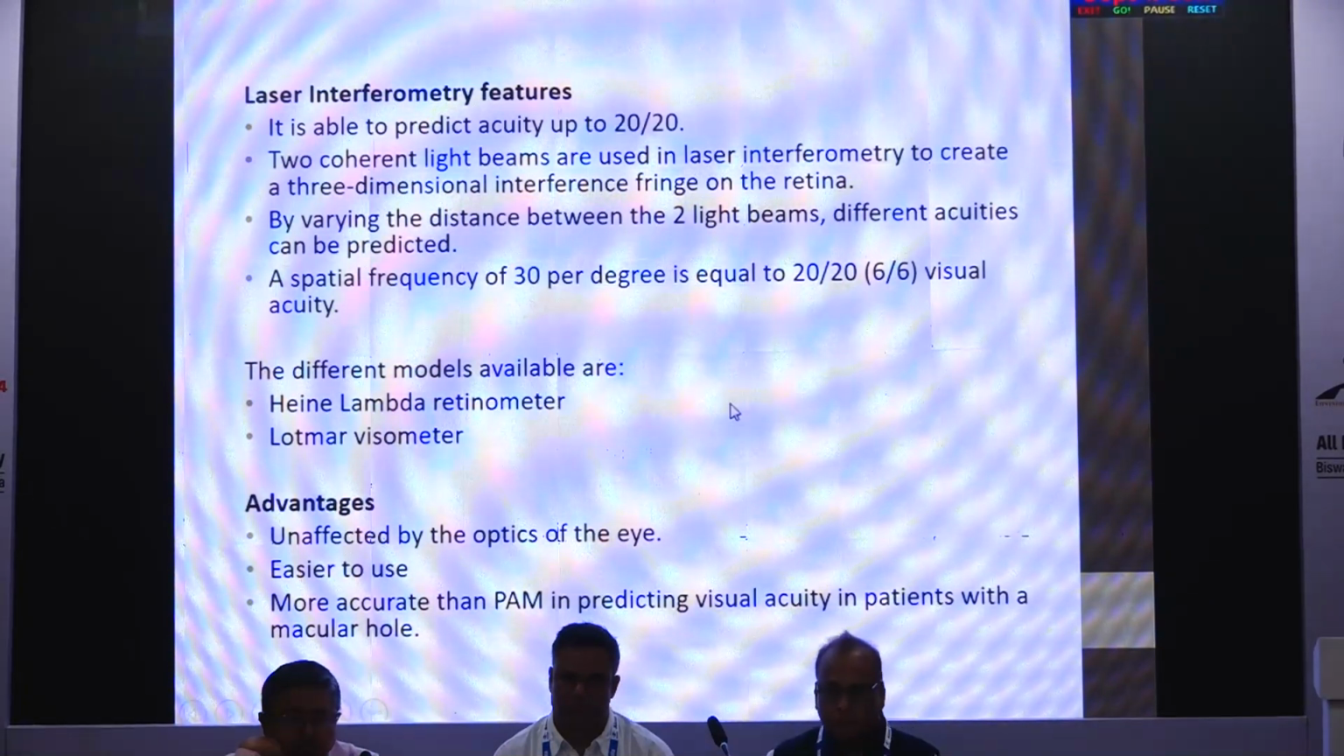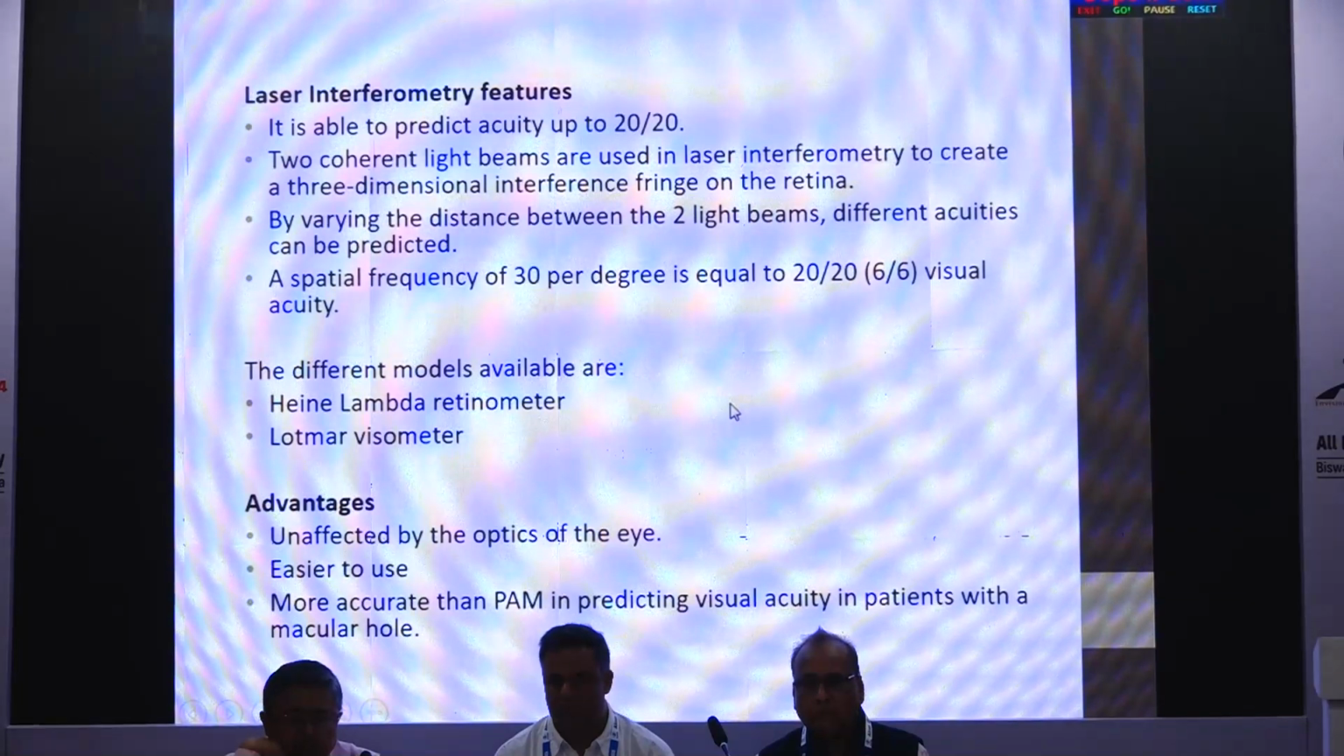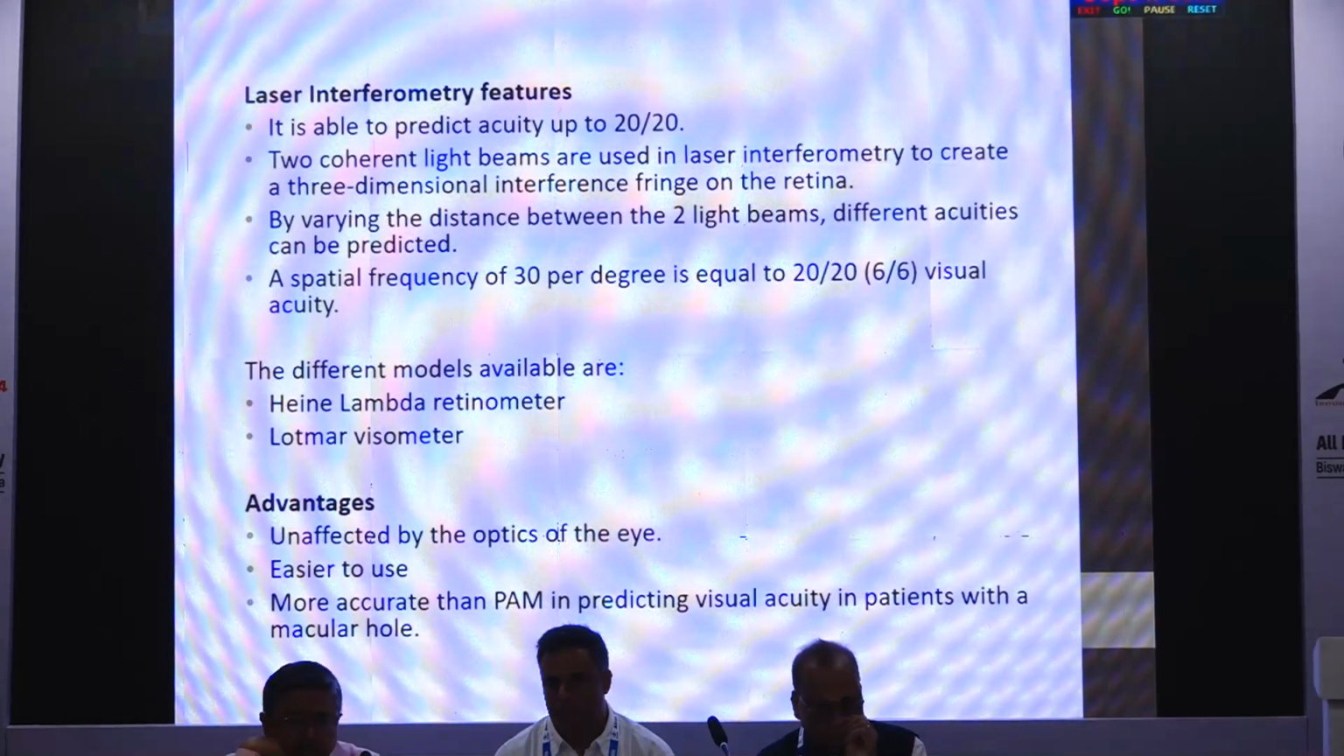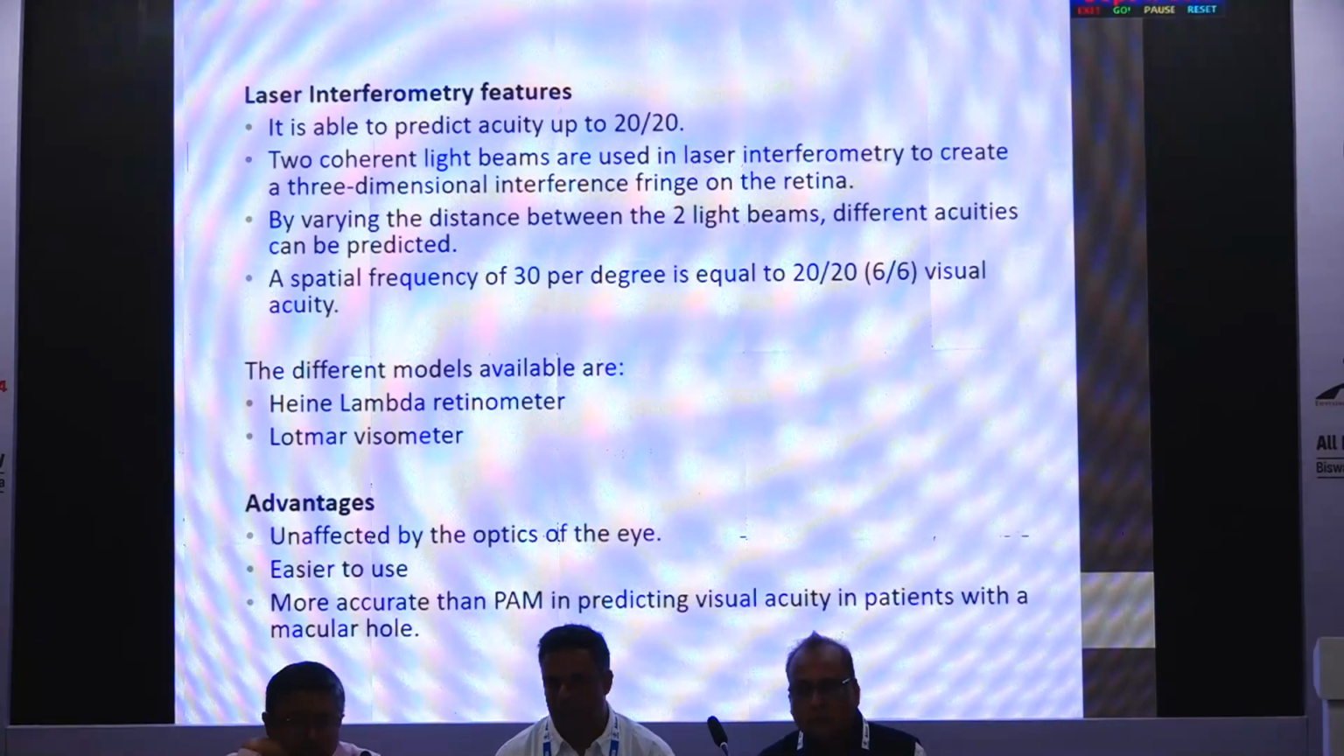So a spatial frequency of 30 cycles per degree is equal to 20/20, 6/6 visual acuity. The different models available are the Heine Lambda retinometer or Lotmar visometer, and the advantages of this are that it is unaffected by the optics of the eye, and it is more accurate than the potential acuity meter.